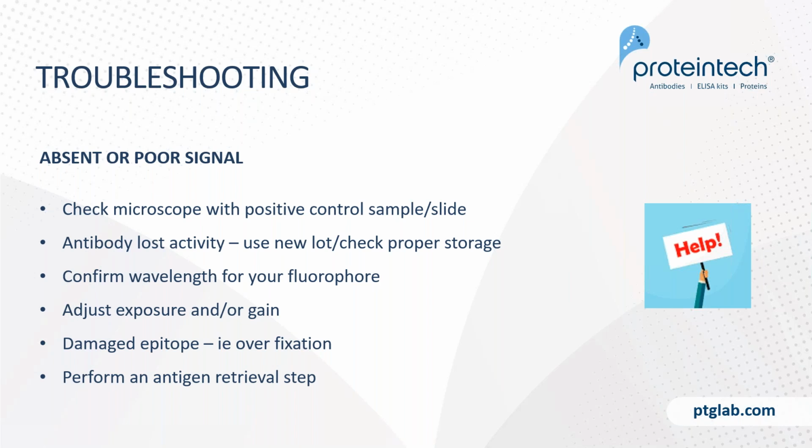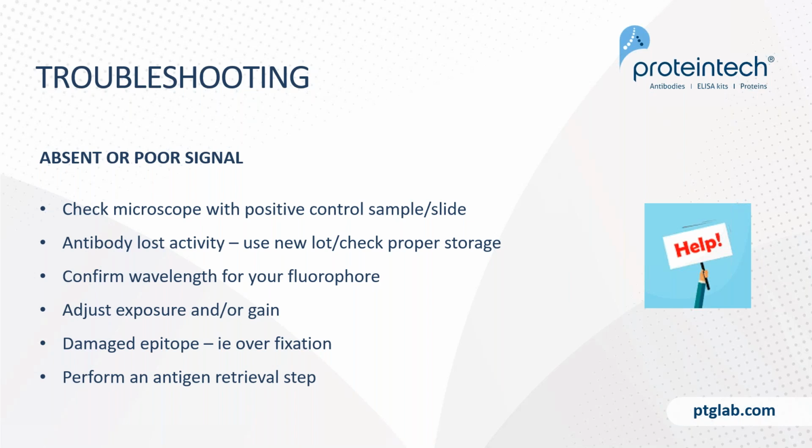Another reason for absent or poor signal might be that your antibody has lost activity. If you think this is the case, then use a new lot and ensure that you are storing your antibody according to the manufacturer's instructions. For example, some antibodies have to be stored in aliquots, whereas other antibodies, such as the Proteintech antibodies, come with glycerol and therefore do not need to be aliquoted. And aliquoting can in fact cause them to lose their activity.